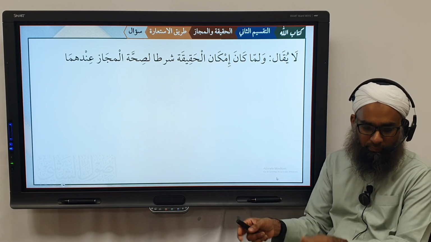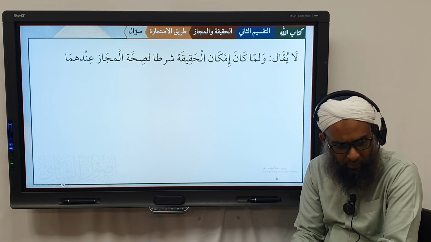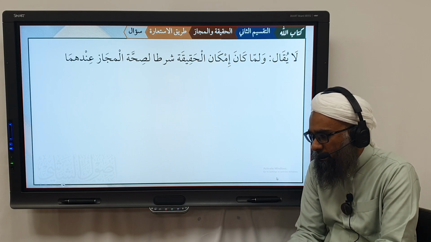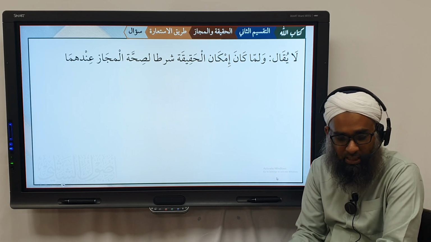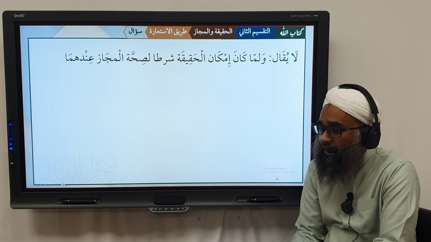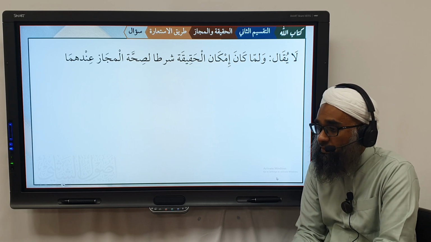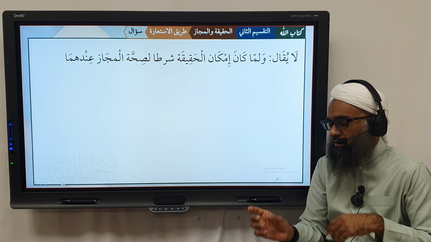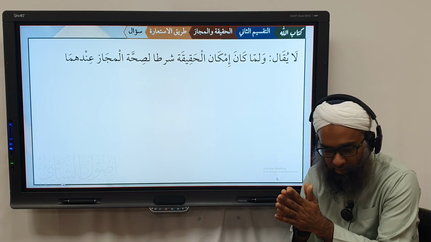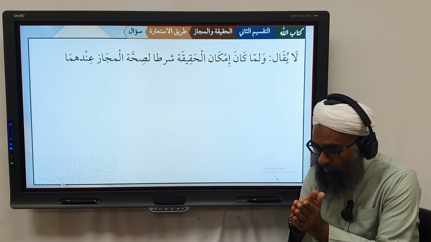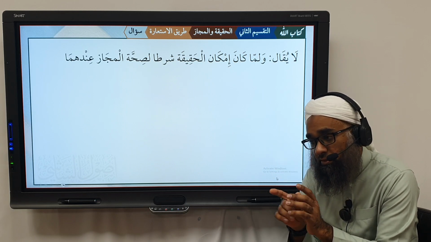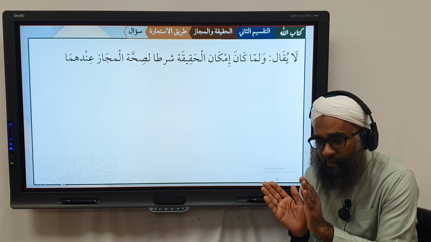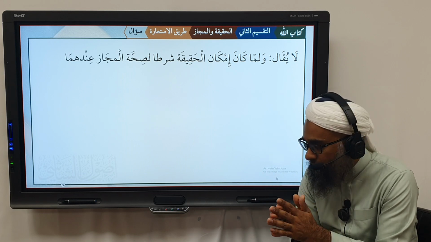somebody may pose a question that according to Imam Abu Yusuf and Imam Muhammad rahmatullahi alayhima, the condition for the majaz to be correct is that the haqiqah must be possible and it must be mumkin. It must transfer from haqiqah to majaz. There are two conditions: sihhatul lafz and sihhatul ma'na. Imam Abu Hanifa rahmatullahi alayhi only looks at sihhatul lafz.